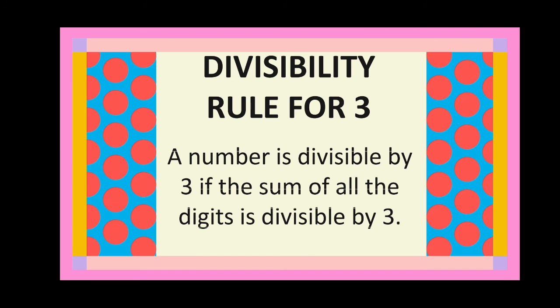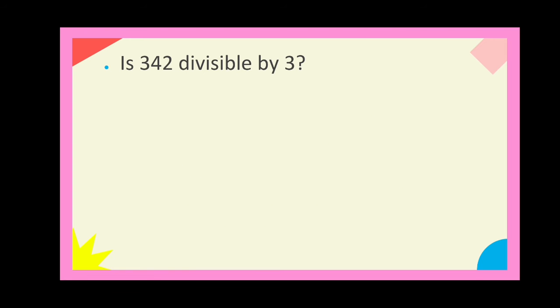A number is divisible by 3 if the sum of all the digits is divisible by 3. So, katulad ng sinabi ko kanina, we need to add all the digits and then we're going to divide the sum by 3. Okay, so for example, is 342 divisible by 3?